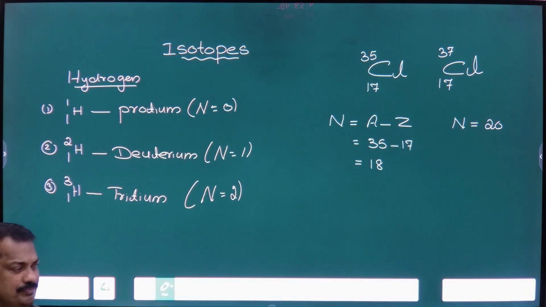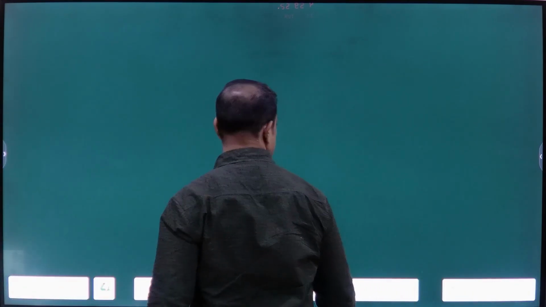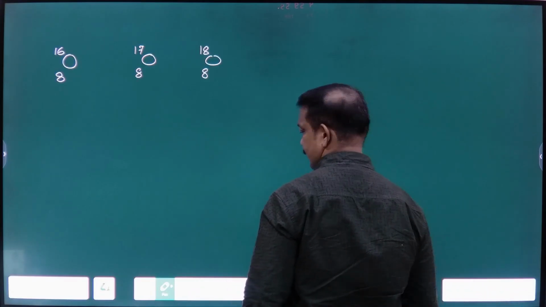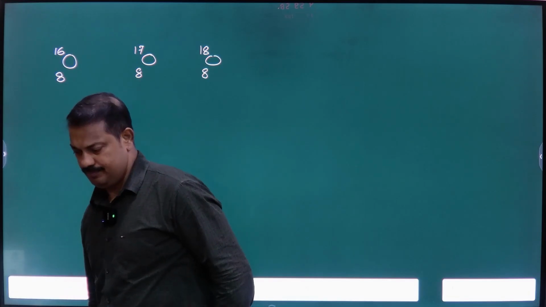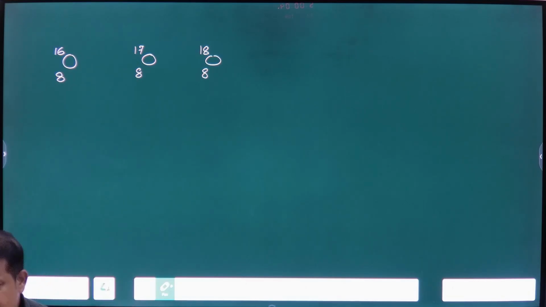Next question. What are the different isotopes of oxygen? The isotopes are 8O16, 8O17, and 8O18.